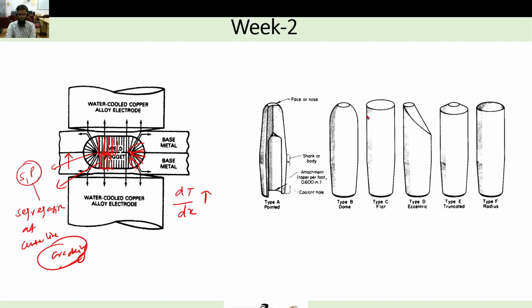Coming to the electrode used, we have different types of electrode nomenclature or designation as per ISO standards. You can see type A, type B, type C, type D. All these dome or end geometries are varied. Among these, mostly the B type or E type are commonly used, and inside that there is a cooling provision so that we can cool it easily and not let it heat up to a high temperature.